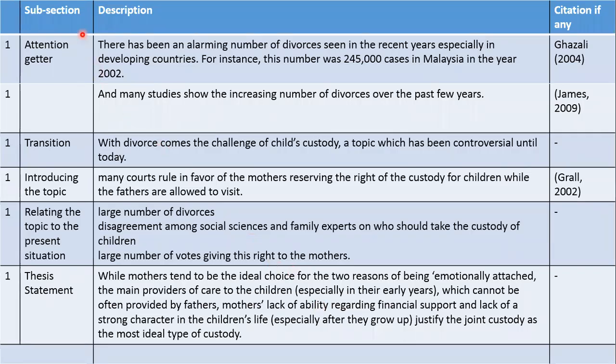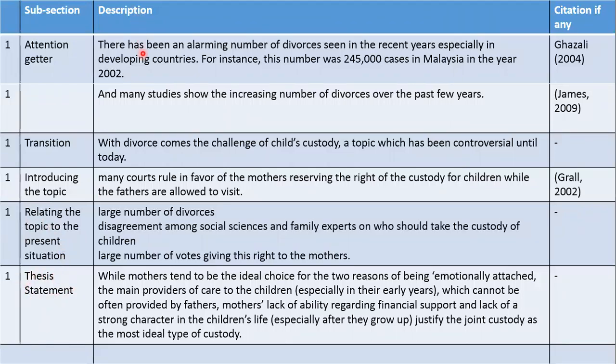Okay, so your outline should be a table like this. You can have a subsection. Here you can write the section. Number one shows the introduction, number two is the body, and number three is the conclusion. So for the subsection, you can write attention getter, transition. Of course, if your paper has transition, introducing the topic, relating the topic to the present situation, and thesis statement.